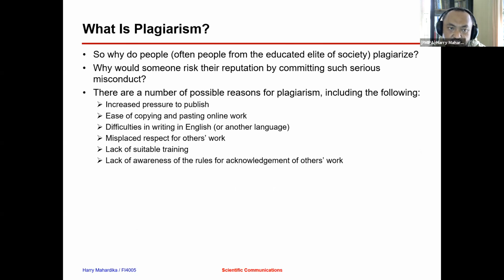So why do people plagiarize? Why would someone risk their reputation by committing such serious misconduct? There are a number of possible reasons for plagiarism, including the following. The first one is the increased pressure to publish, because if scientists could not publish something in a certain period or in a certain occupational title, then they will be evaluated as not productive, and be considered as not meeting the institution's goals, and therefore can be considered for termination of their jobs.